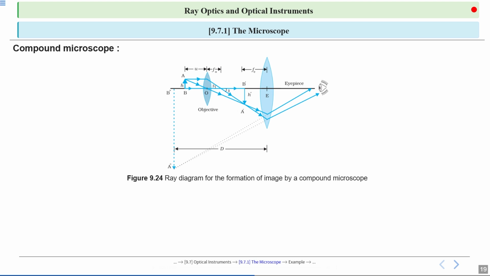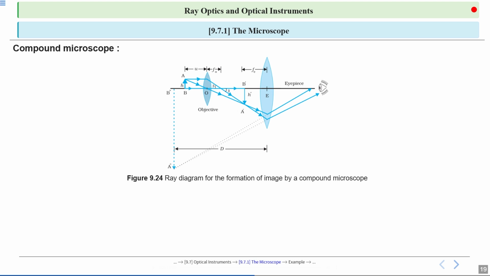So here we have the image illustrating the ray diagram for a compound microscope. This diagram is crucial as it shows how light travels through the lenses to form an image. Pay attention to the path of the rays and how they converge to form a magnified image.